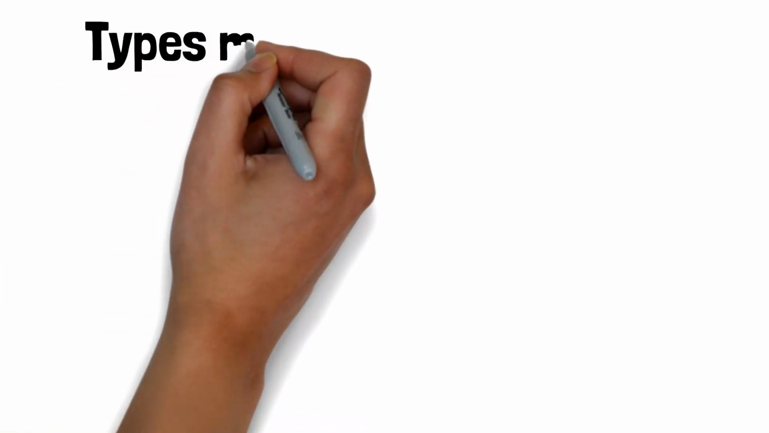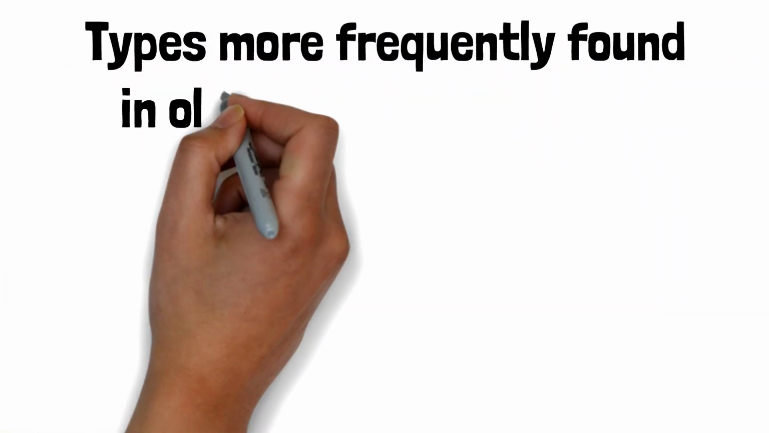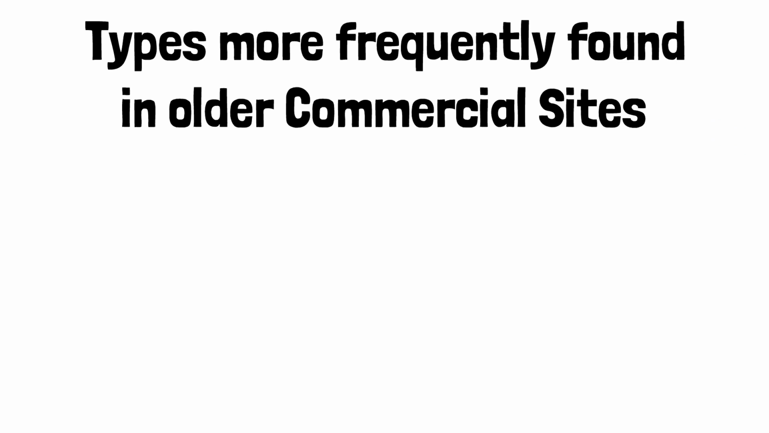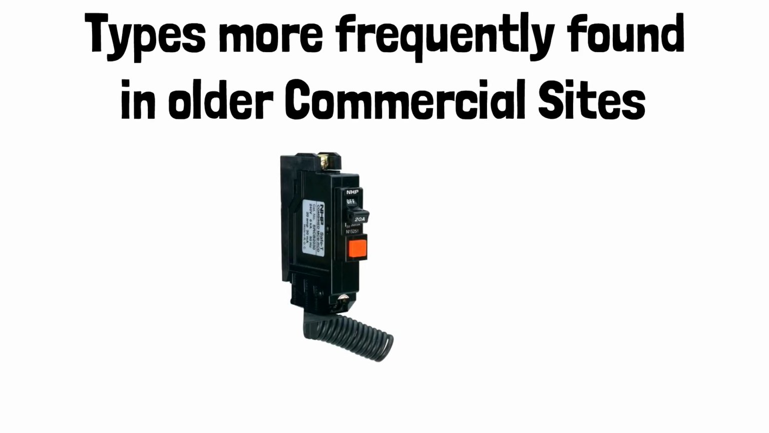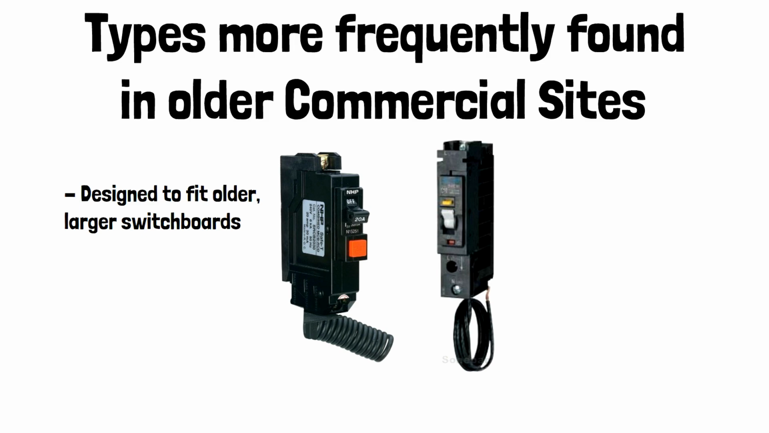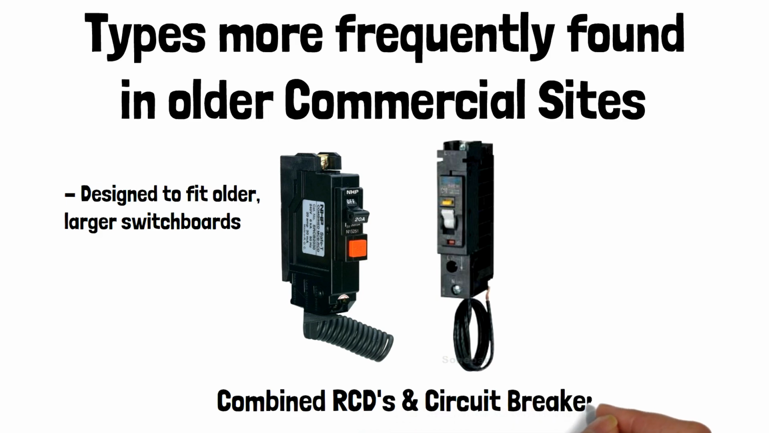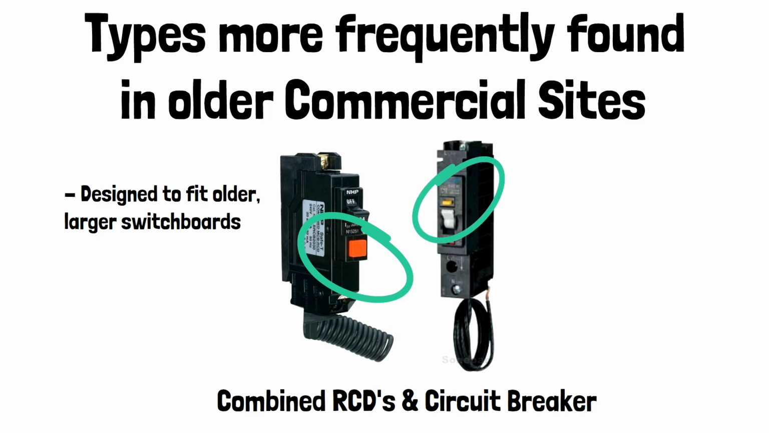The next ones are more frequent in commercial older sites. These are designed to fit in older, larger switchboards, and that's why they're designed in this shape to cover the space required. So these are also combined RCDs and circuit breakers as one. And same thing, as you can see, there's a big red button called test. There's another little yellow button with the word test next to it. That's the giveaway sign that it's an RCD. So these will be found maybe at schools or even older sites that have older switchboards. You'll find this style of RCD.